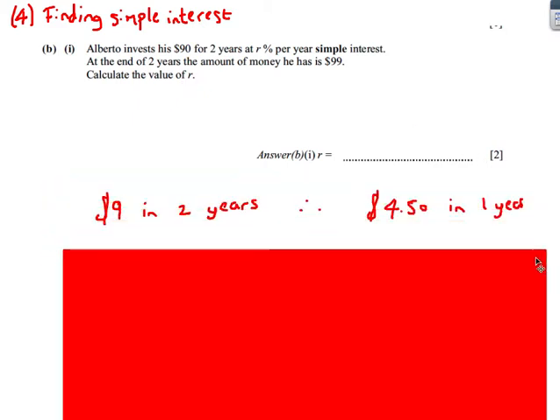Now, there are formulas for simple interest, but I think it's easier to just understand what's actually happening in this. So here we go. We've got $9 in 2 years, because we started at 90 and went to 99. So basically, the interest was $9, and because it's simple interest, we get the same interest each year. So therefore, in 1 year, you got $4.50.